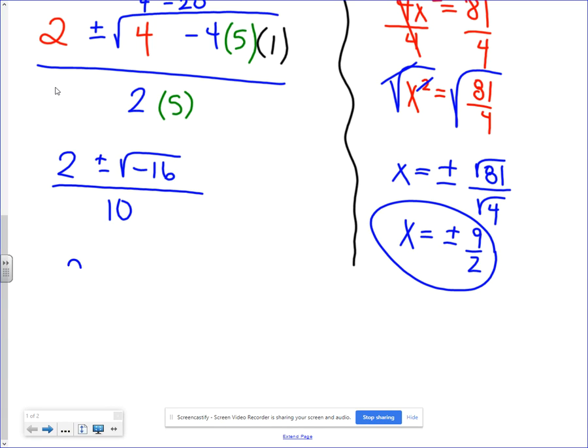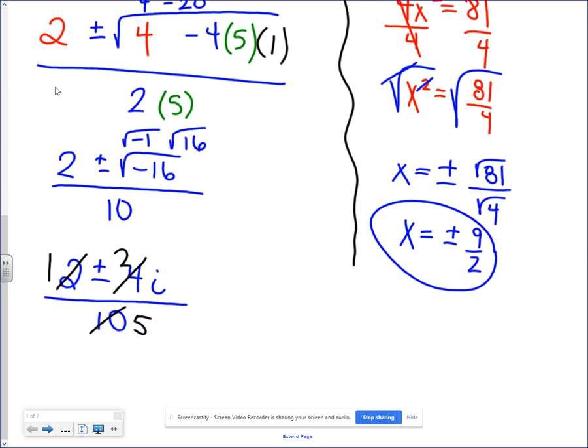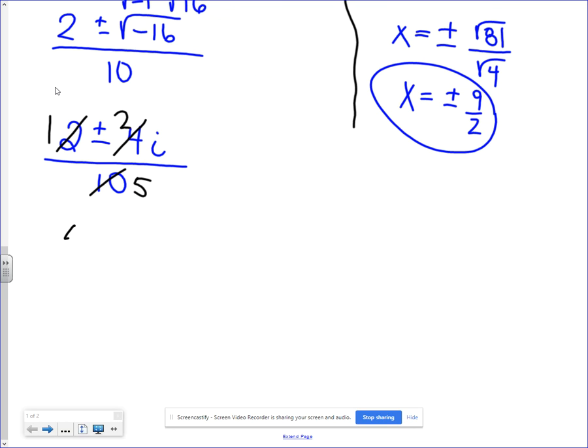Okay? So what we got to do is we got to reduce our square root of negative 16. So I can make that the square root of negative 1 times the square root of 16. What's the square root of 16? 4. What's the square root of negative 1? i. So here's our roots. 2 plus or minus 4i over 10. But we always want to simplify our roots. Well, we can divide all these by 2. So let's divide these all by 2 and rewrite a simplified answer. So the roots are 1 plus or minus 2i over 5.